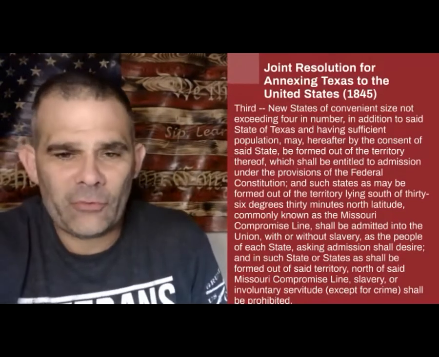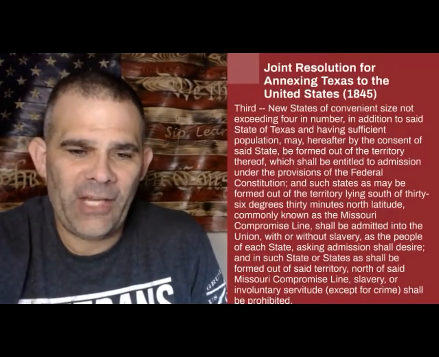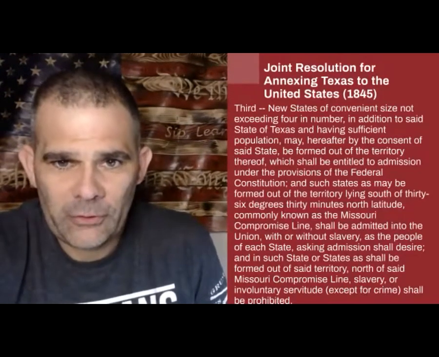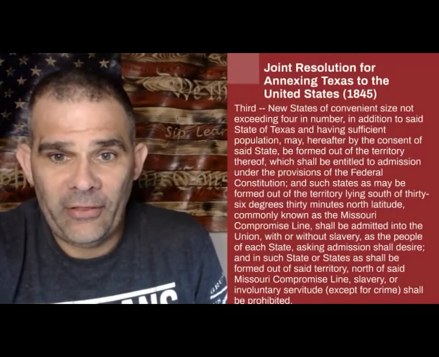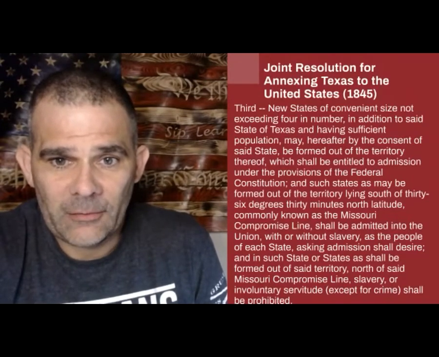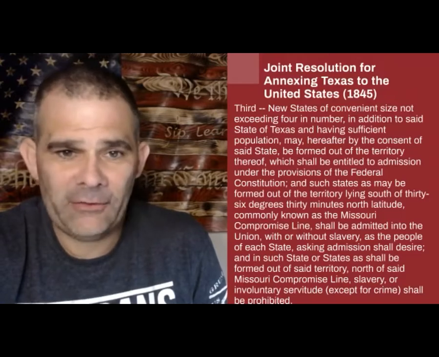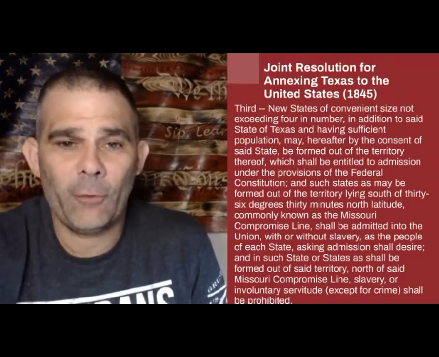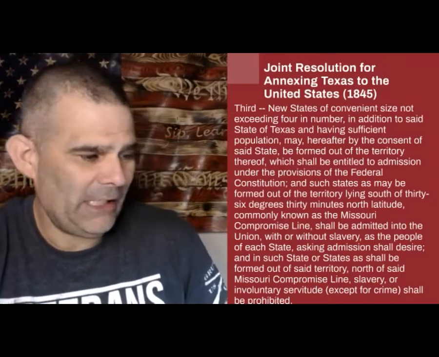question is whether Texas right now could act unilaterally and create 4 separate states within their state. Because according to this, they can. According to the joint resolution for annexing Texas, which has never been changed, they do have the right, hereafter, by the consent of said state. Nowhere does it say anything about Congress. It says basically as long as Texas decides they want to split into 4 separate states, that they can do that. So we could have 54 states here almost immediately.